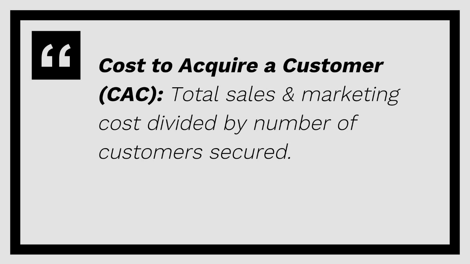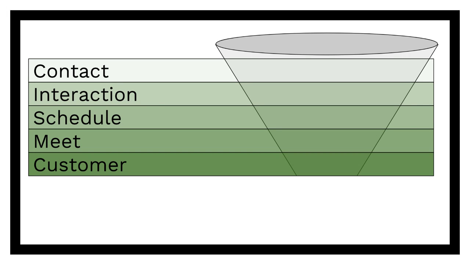All right. So the cost to acquire a customer, often abbreviated CAC, is the total sales and marketing costs divided by the number of customers that you secured. All right. So let's take that example from earlier. This is a sales funnel for a particular company. Let's say they spend $1,000 in total for 1 month worth of marketing efforts.